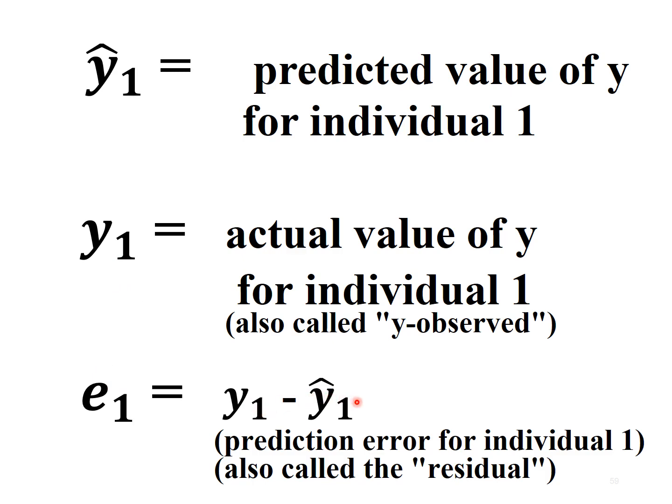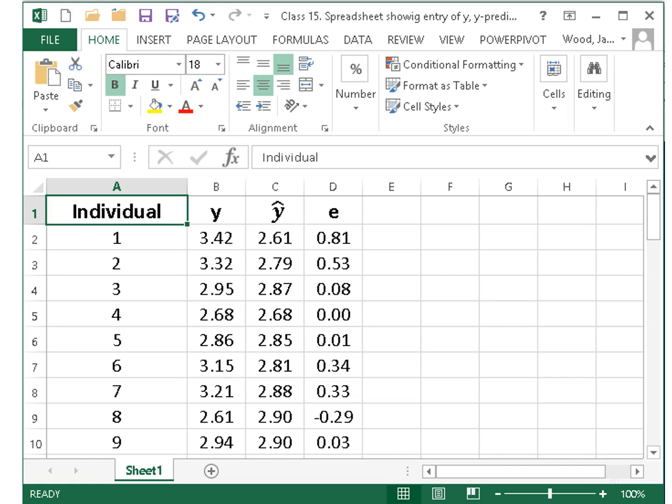So we can pretty much do this for every single individual that we have in our data set. So we can have up to 100. So we would have E100 equals Y100 minus Y hat 100. So we can do that for every single person in our data set.